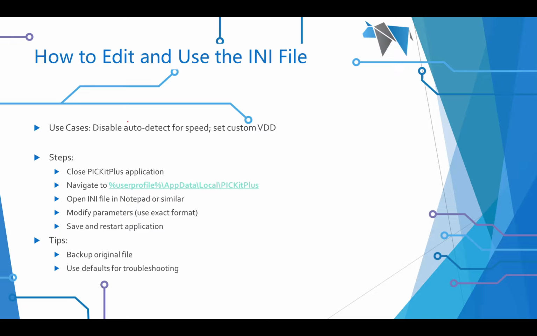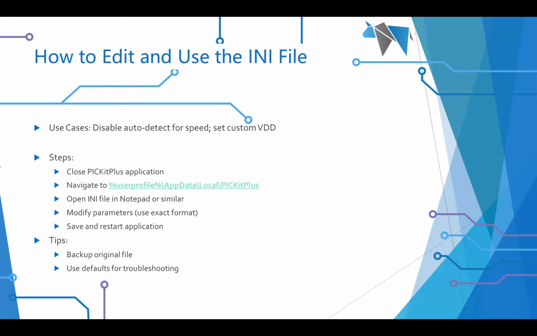So rules: you must shut the application. You must shut the application. I'm going to say that 3 times. Shut the application, close it. Navigate to a particular location on your hard drive in your folder structure. Open the ini file, modify the parameters, and then save and start. And just a couple of tips. Just back it up if you're concerned, and just use the defaults for troubleshooting.